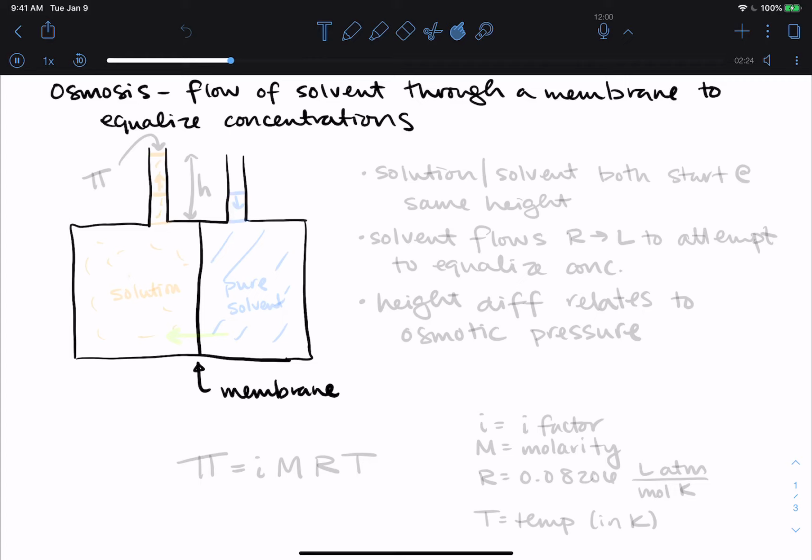And on one side, we would have pure solvent. So let me put this in blue. And on the other side, we would have some solution. And what would happen is that these would initially start with a solution at the same height, probably in the middle is where it would start.